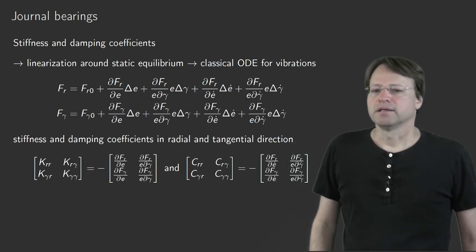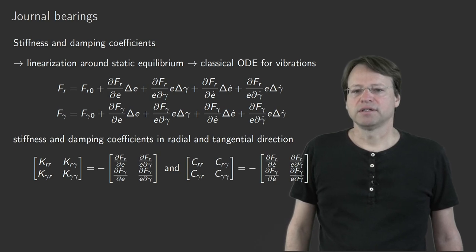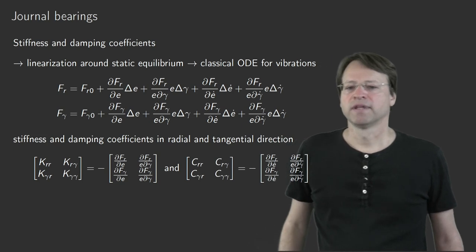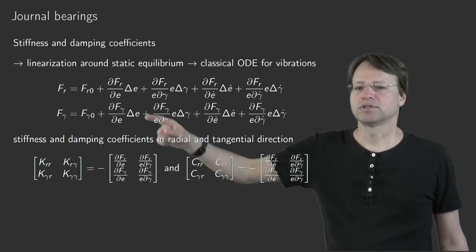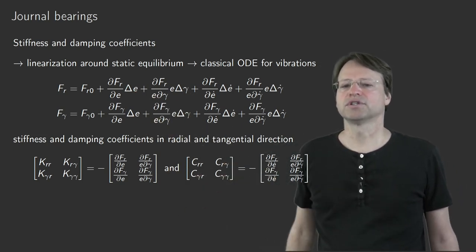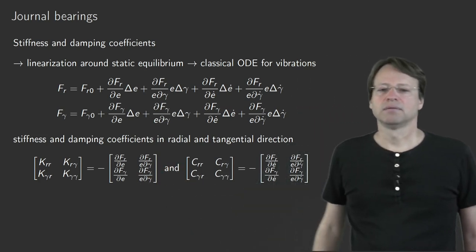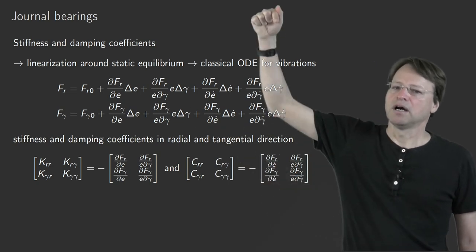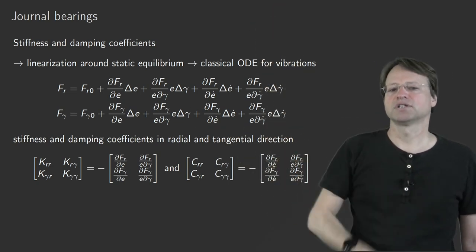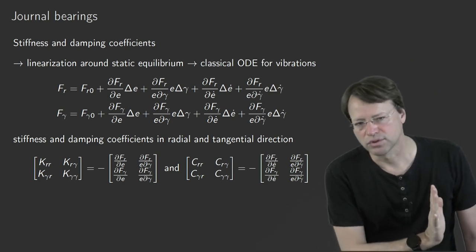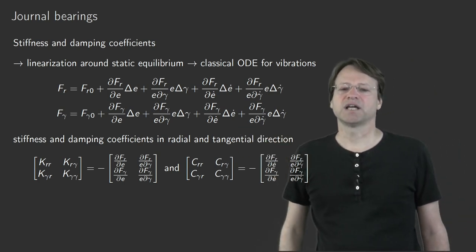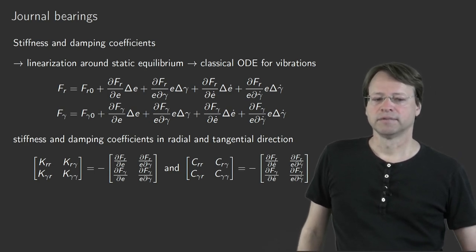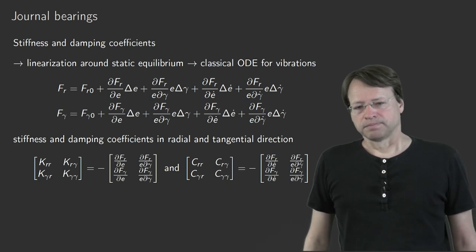So the stiffness and damping coefficients in radial and tangential direction are defined as follows. You see here the stiffness matrix, and you see that I assembled all these coefficients. You see a negative sign because we are interested in the restoring forces. Keep in mind Fr and F gamma are the forces in the radial and circumferential directions, and the restoring forces, as reaction forces, just act in the opposite sense. Okay, these are stiffness and damping coefficients.